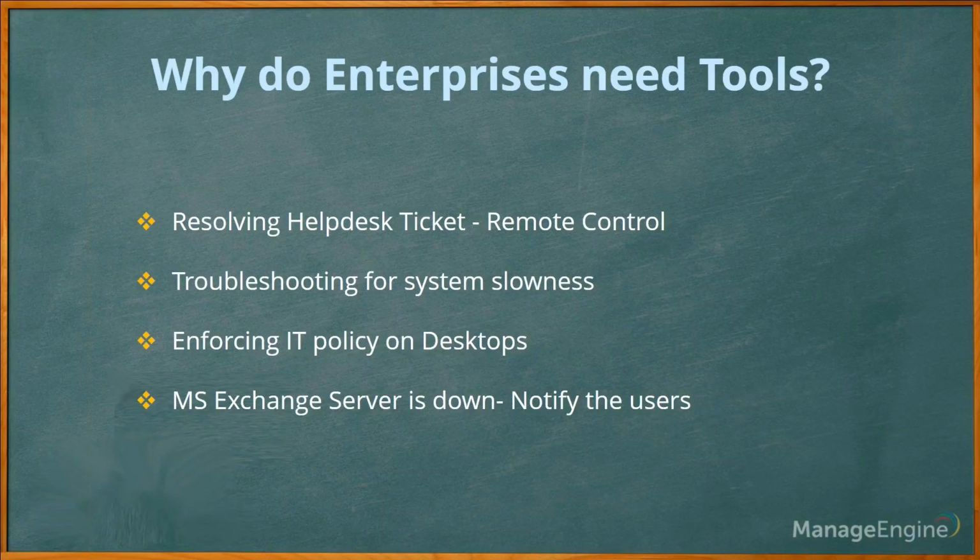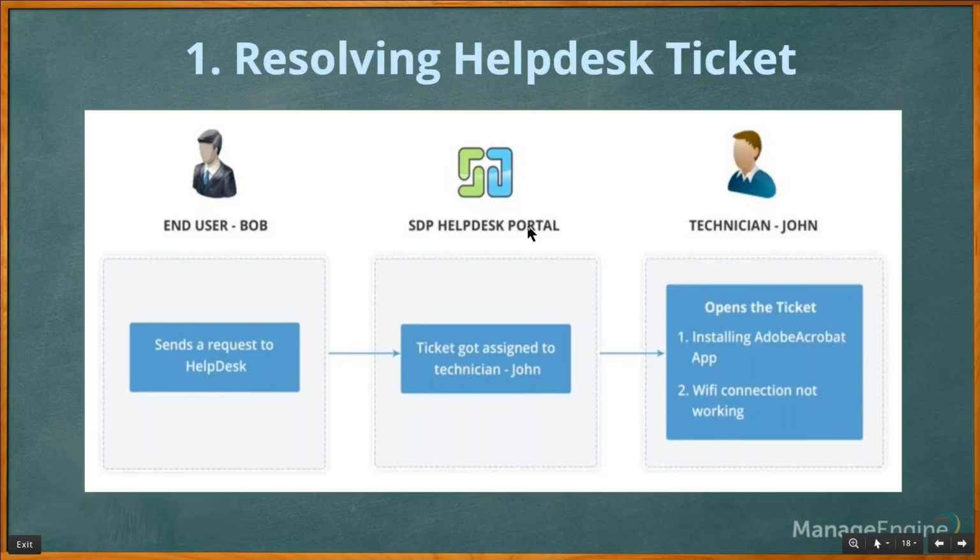Okay, so till now we have discussed the general architecture of Desktop Central. Now let's move on and discuss the functionalities of remote control and other related tools. To explain this better, I have taken four real-time examples, as we discussed in the agenda. Let's move on and discuss them one by one.